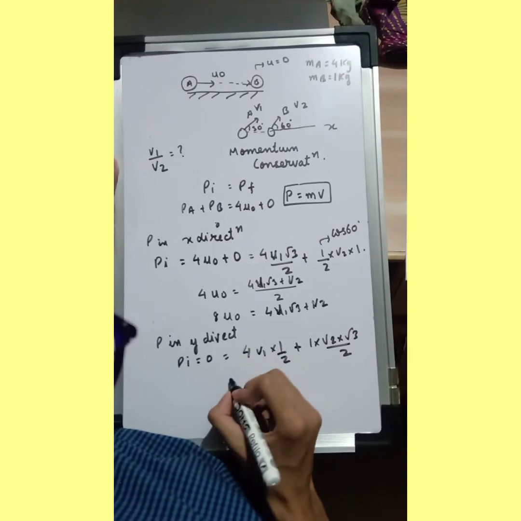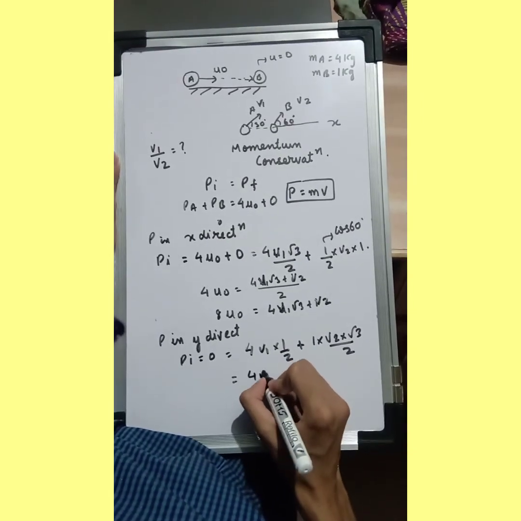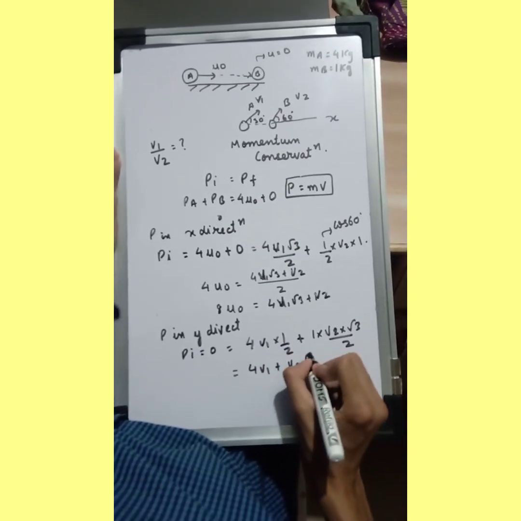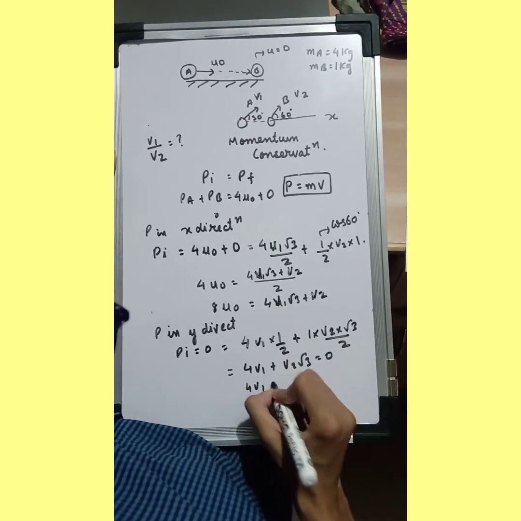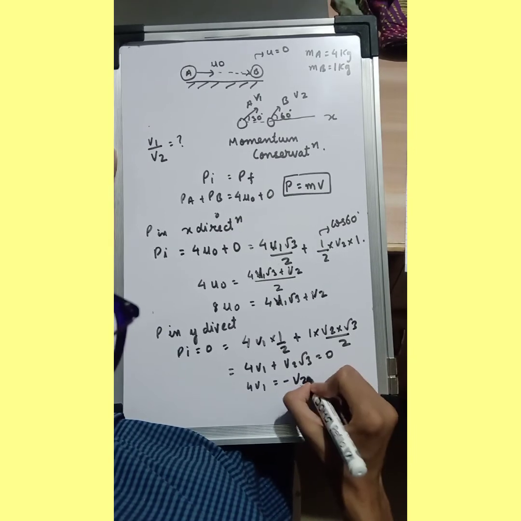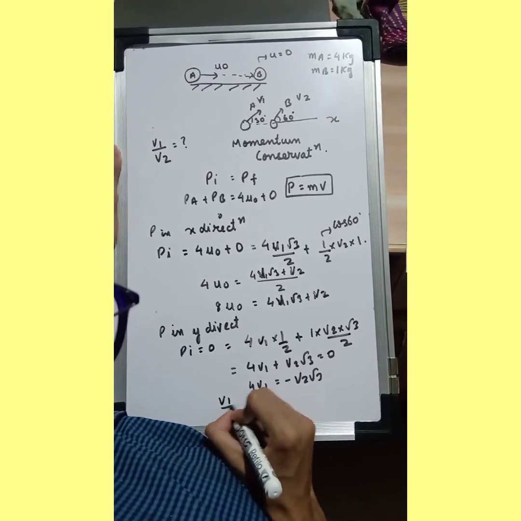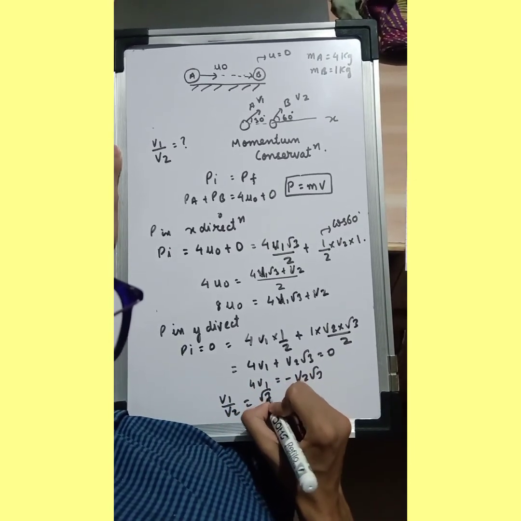So if we cancel 2 from here, 4 v1 plus v2 root 3 would be equal to 0, and 4 v1 is equal to minus of v2 root 3. So v1 by v2 would be root 3 by 4.